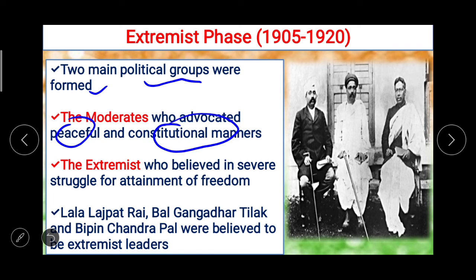इन्हें ऐसा लगता था कि शांति से अपनी जो भी मांगे हैं वो सरकार के सामने रखनी चाहिए, उनको पेपर्स देने चाहिए. और एक था एक्सट्रीमिस्ट, who believe in severe struggle for attainment of freedom. उन्हें लगता था कि नहीं, इतने शांति से और आराम से बात करके कुछ फ़ायदा नहीं है, हमें एक्सट्रीम एक्शन लेना चाहिए. So in this, Lala Lajpat Rai, Bal Gangadhar Tilak and Bipin Chandra Pal were believed to be extremist leaders.